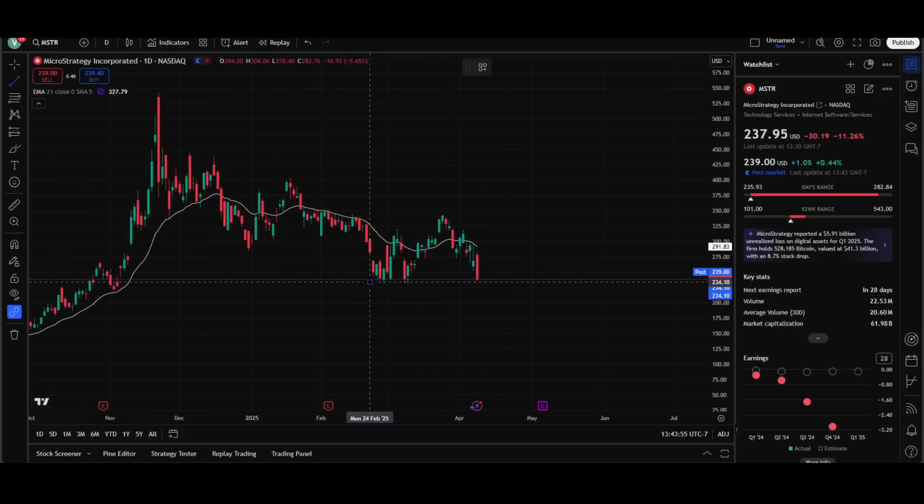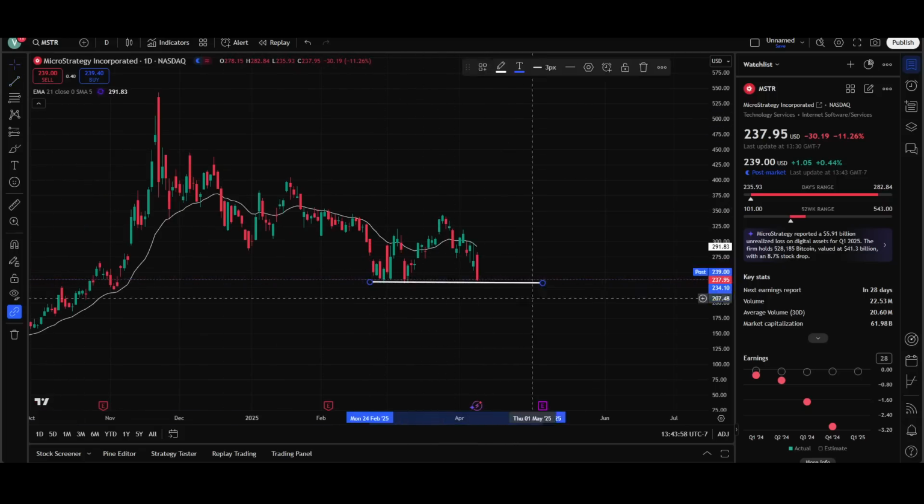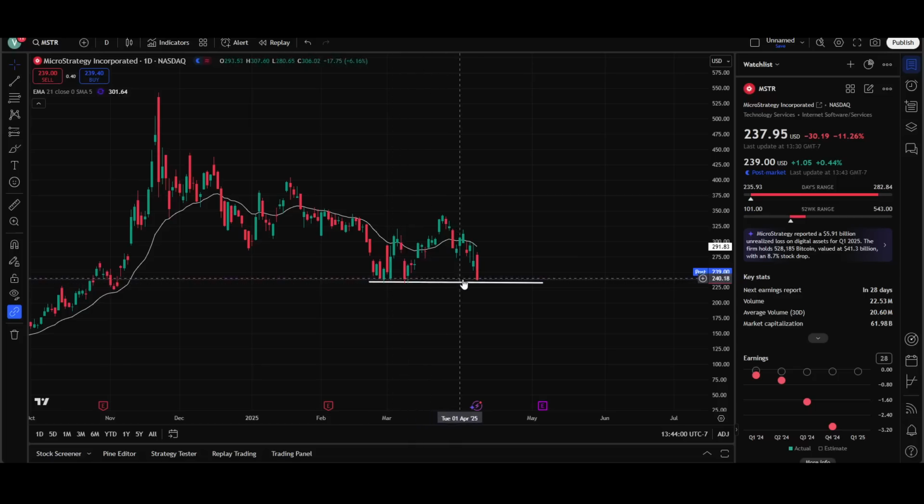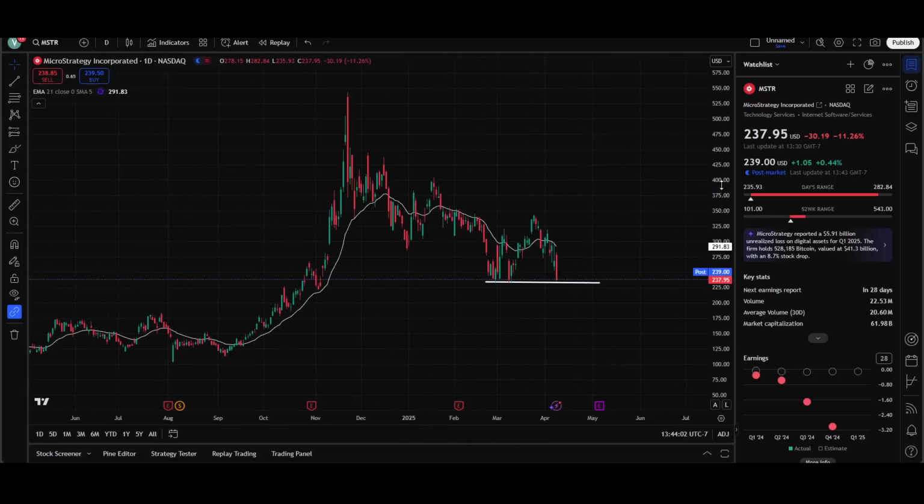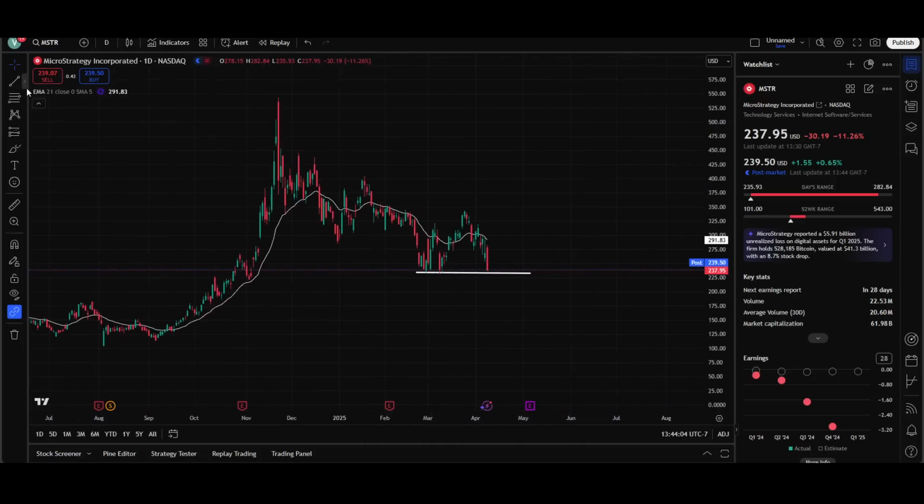As you can see here, we can draw a line across that support. Looks like a micro triple bottom could form, and maybe we could bounce off of it. But again, with that being the only support in the way, I don't think it's going to hold.